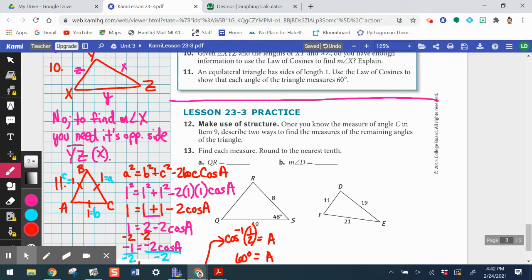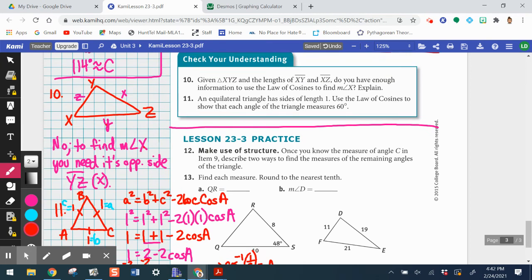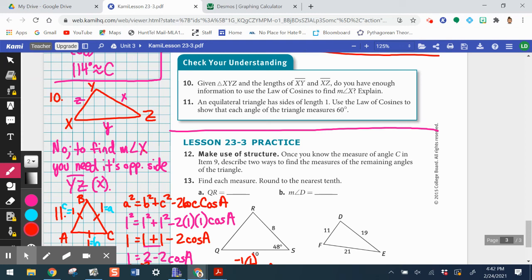In fact, not necessarily just the measure of angle X. So keep that in mind. Questions like this are a way for us to categorize which method we should use to find the missing side, or in this case, missing angle of a triangle. And sometimes there's not enough information to use the law of cosines, to use the law of sines, to use the Pythagorean theorem, to use sine, cosine, and tangent.